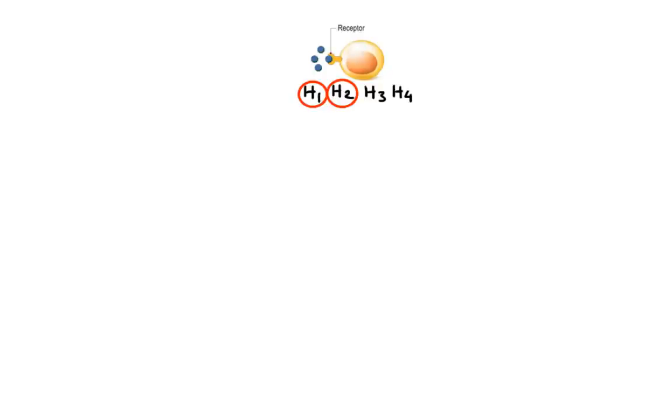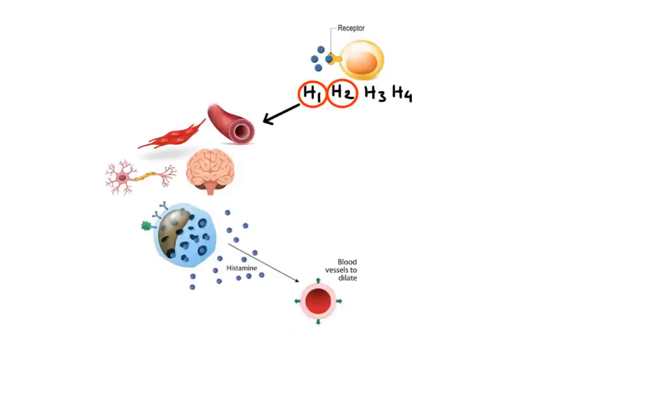So the first type, H1 receptors, are expressed primarily on vascular endothelial cells, smooth muscle cells, as well as in the brain and on peripheral nerve endings. These receptors mediate mainly inflammatory and allergic reactions. So when histamine binds to vascular endothelial receptors, it causes blood vessels to dilate, thus making them more permeable, ultimately leading to redness and edema.